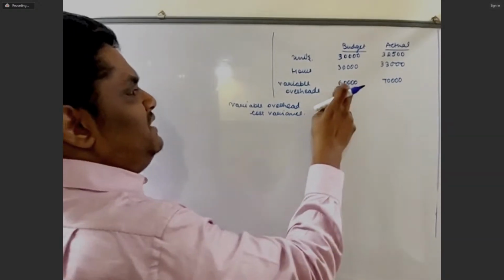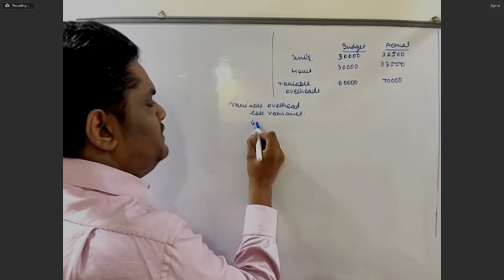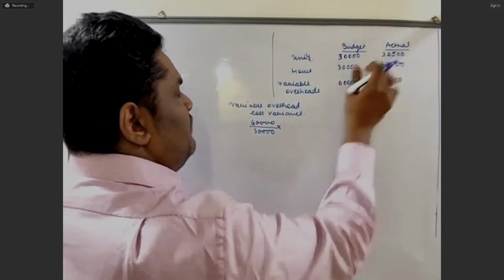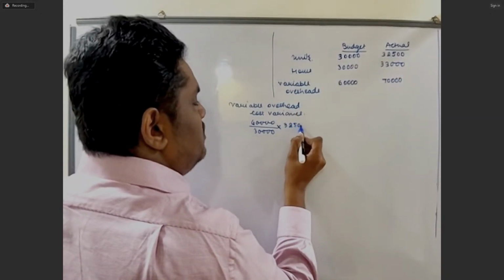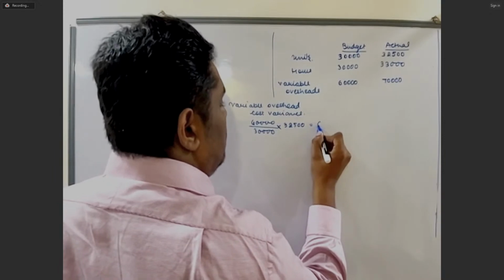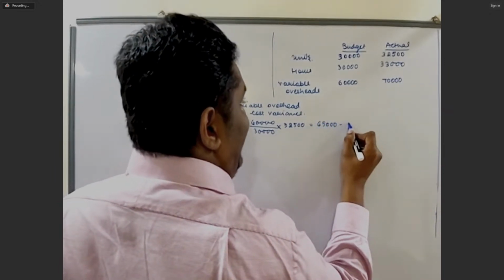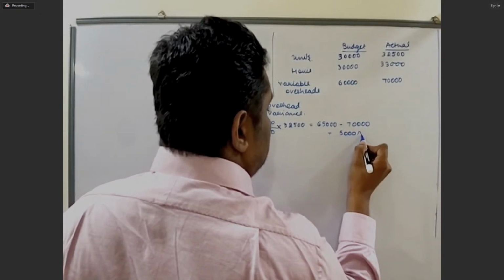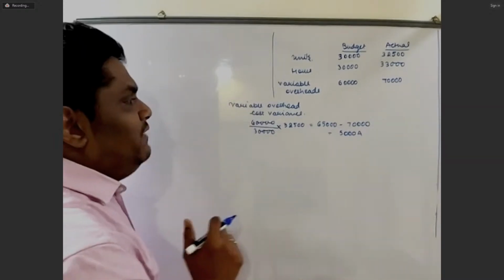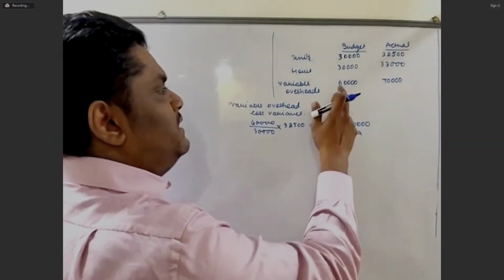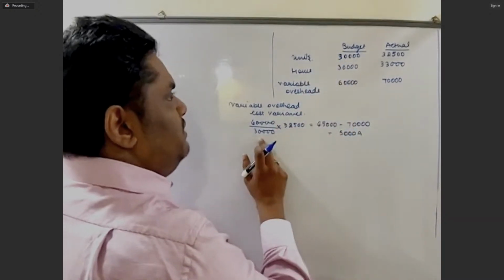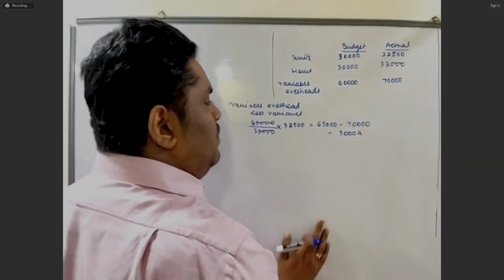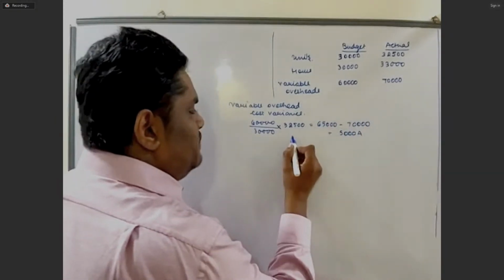Again, the same concept, 60,000 overheads for 30,000 units. So for 32,500 units, how much? 65,000. And the actual overheads were 70,000. So this is 5,000 adverse. I repeat again, when talking about variable overhead cost variance, 60,000 overheads for 30,000 units, so for 32,500, 65,000, and the actual overheads are 70,000. So this will be 5,000 adverse.